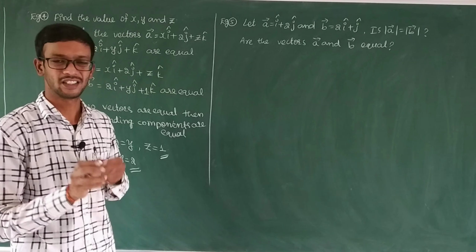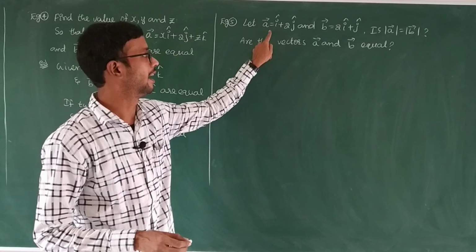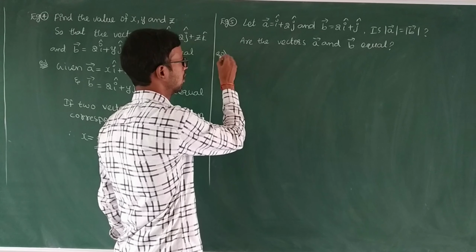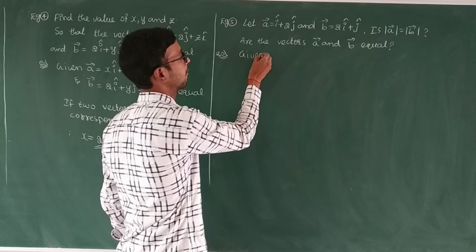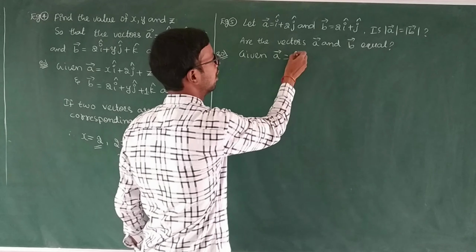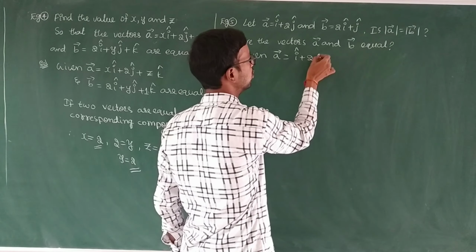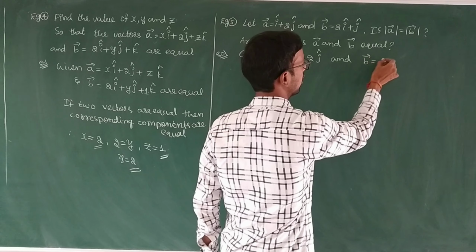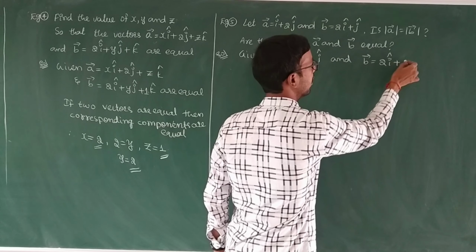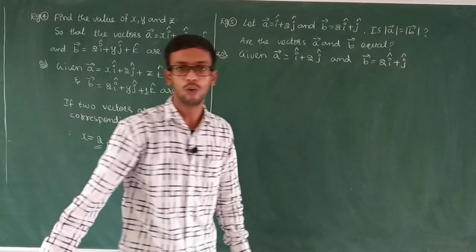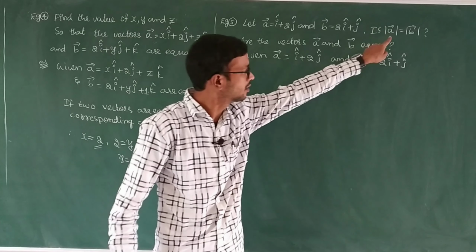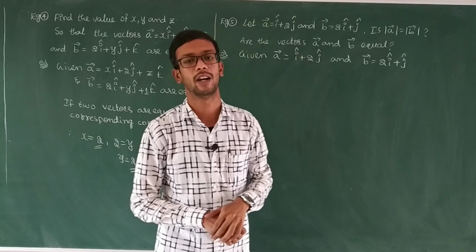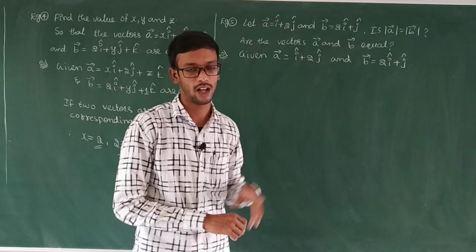Next, example 5 we will see here. Let a bar and b bar be given. First I will write the given: a bar = i cap + 2j cap and b bar = 2i cap + j cap. Two vectors they gave. Is the magnitude of a bar equal to the magnitude of b bar? The question asks whether both are equal or not.